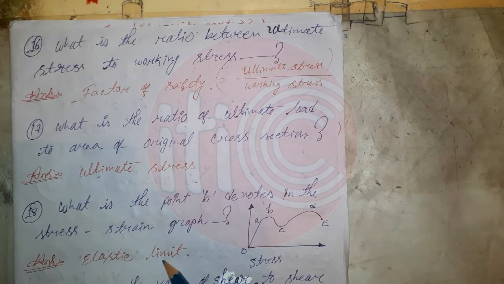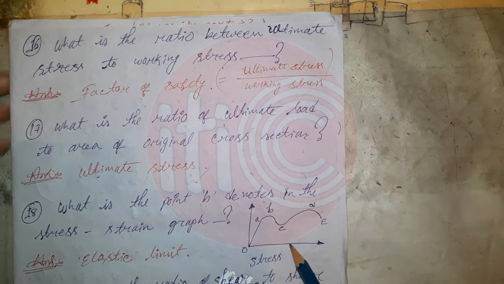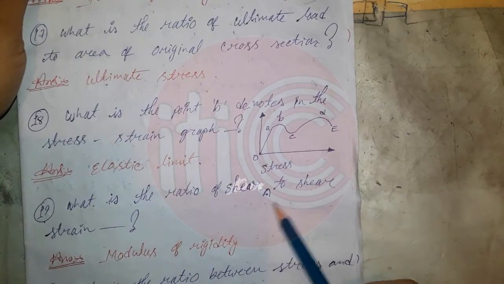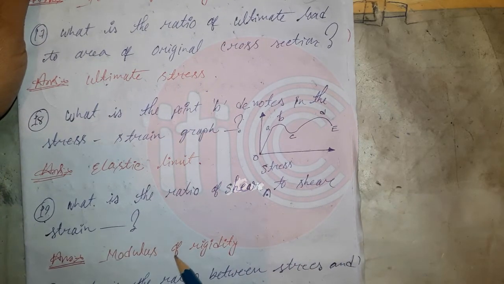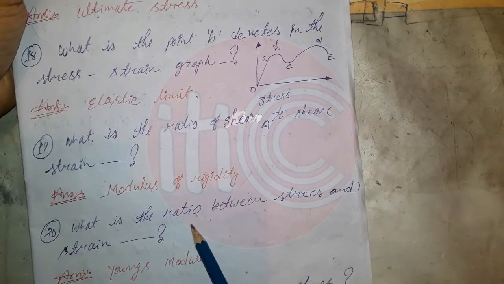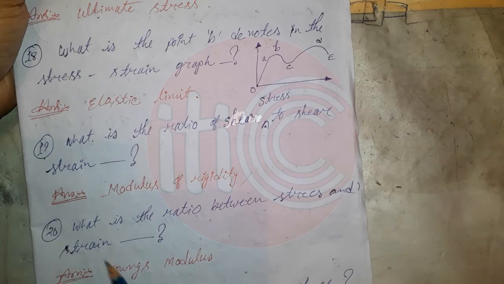What is the point B denotes in the stress and strain graph? Elastic limit. What is the ratio of shear stress to shear strain? Modulus of rigidity. What is the ratio between stress and strain? Young's modulus.